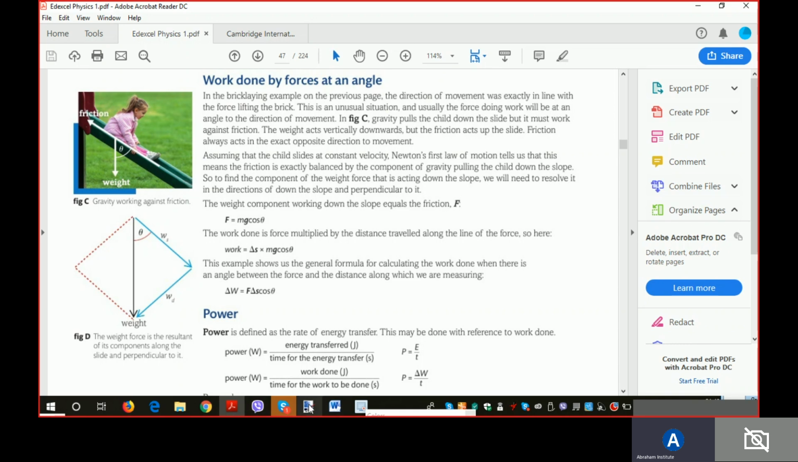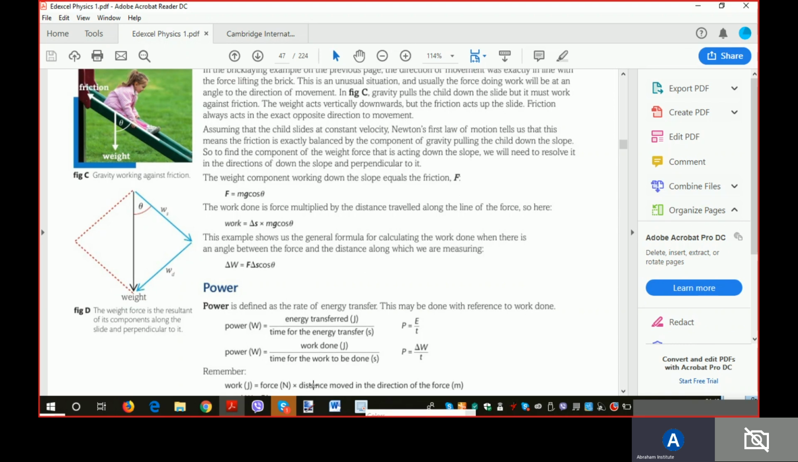If you draw a diagram, you can also draw a diagram and explain this. First we will go through this part. So work done is what? mg cosine theta times delta s. This is actually the general formula for work done. Work done is equal to force times distance moved in the direction of the force. Actually, it is the cosine of the angle between the two vectors, the weight force and the displacement vector.